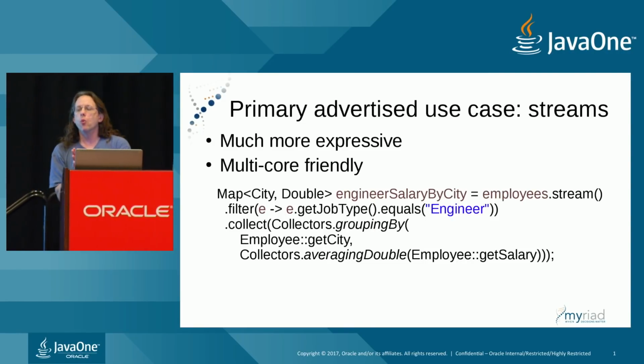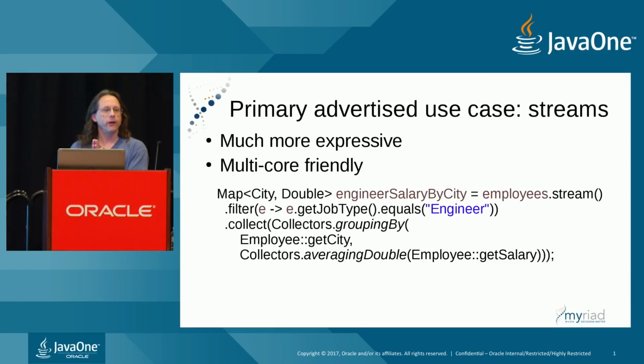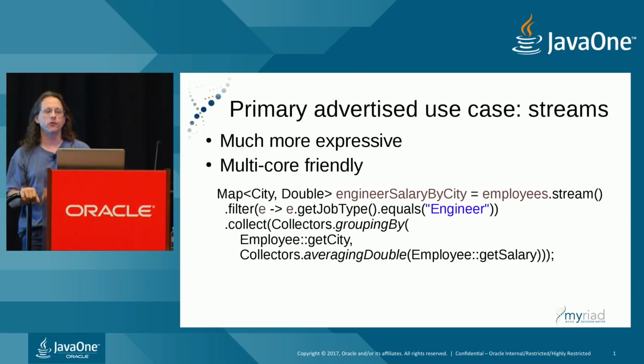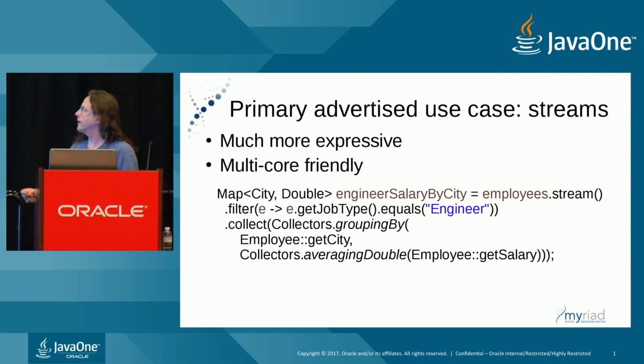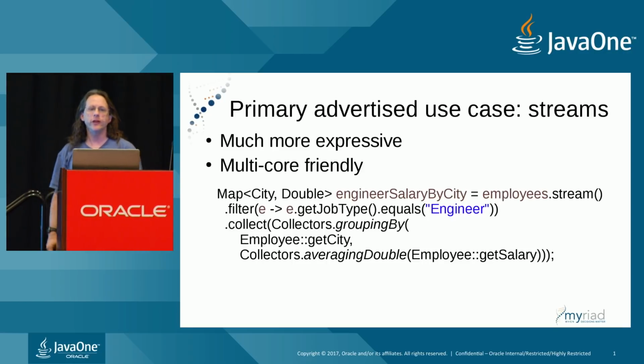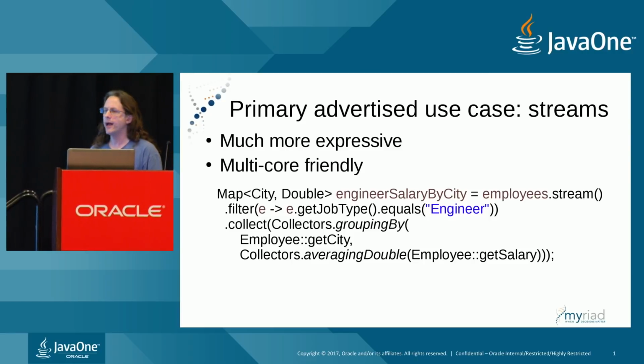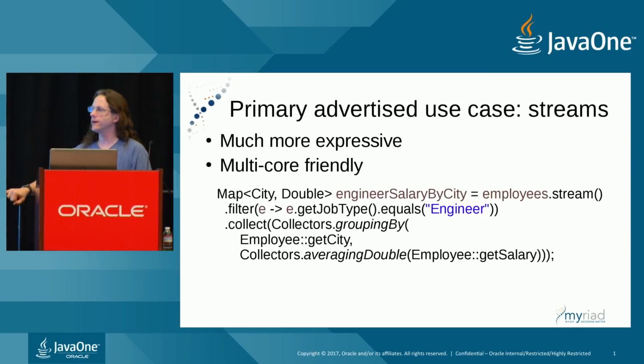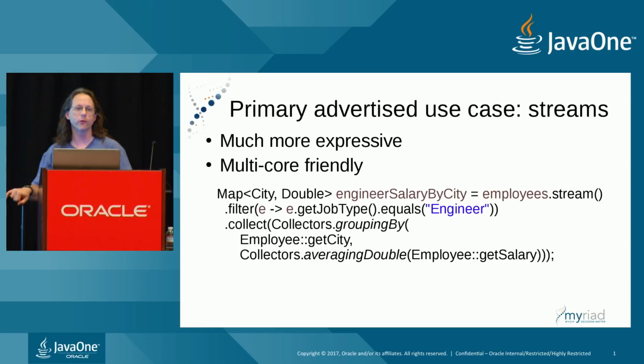Most likely, when you first saw Lambdas introduced, you saw them introduced in the form of streams. And you probably saw some example like this. Let's say I've got a bunch of employees and I want to find the salaries of just the engineers, and I want to do it average by city. And so you write something like this. First, I can filter out my employees, so I'm just looking at engineers, and then I can group by the employee's city, and then finally I can average their salaries up.